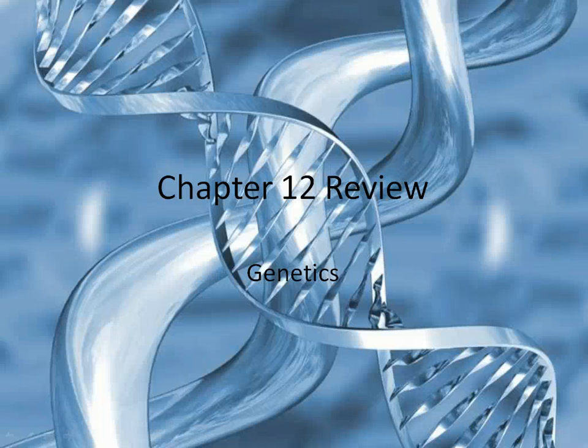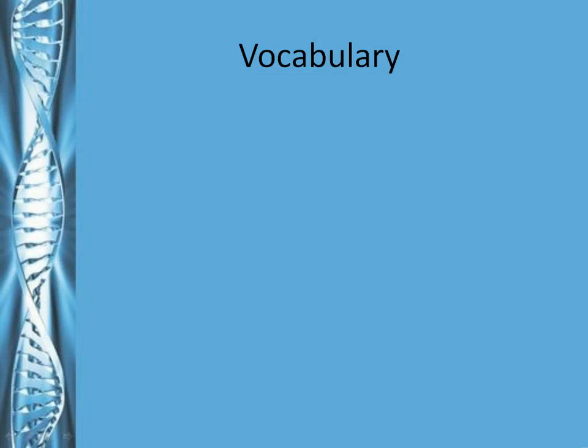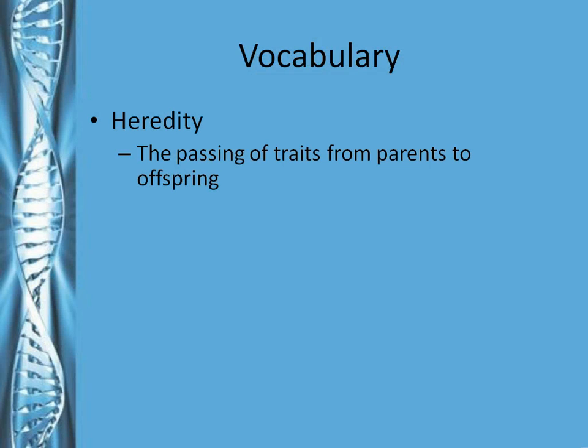This is the podcast to help you get ready for the Chapter 12 test that's coming up this week over genetics. First thing we'll start out with is the vocab words. First word is heredity, which is the passing of traits from parents to offspring.